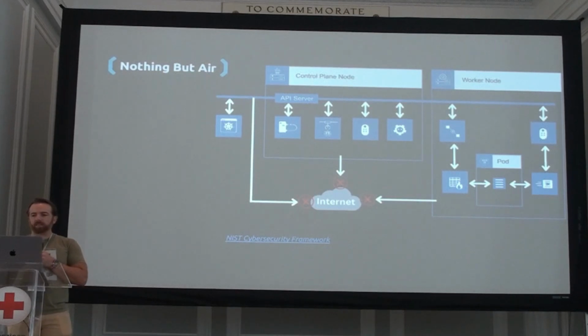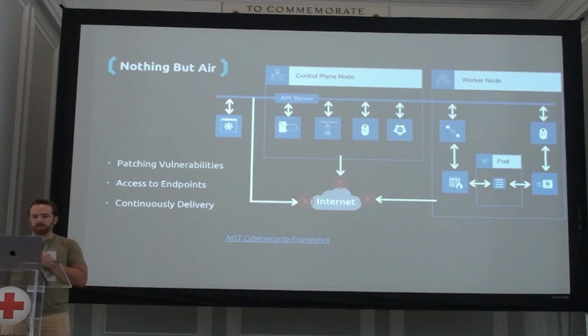And it's hard to replicate your dev environment exactly, right? You can't exactly go directly from staging to prod like we normally do in our pipelines. Plus you have to get it right the first time. In the air gap, there's no turning back. You can't make any changes in the air gap once you're there. You're kind of stuck. And those are my bullet points. So patching vulnerabilities, access to endpoints, and continuous delivery.